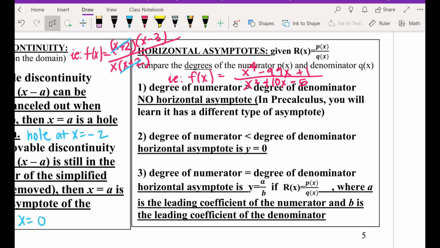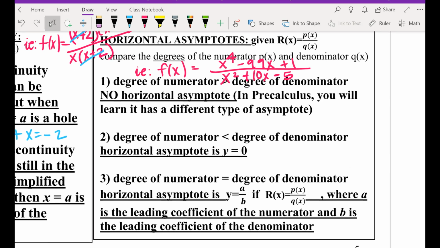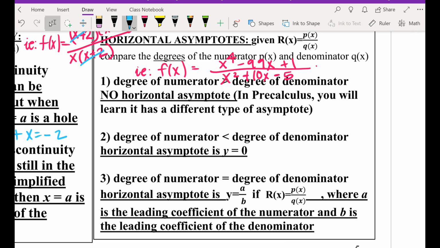No. So if you see this and you say, well, the degree on the top is bigger than the degree on the bottom, let me spell it out. What's the degree on the top again? 4. What's the degree on the bottom again? 2. So I would write no what? No horizontal asymptote. Okay, Brandon? Is the horizontal asymptote y equals? Yep, you're right.